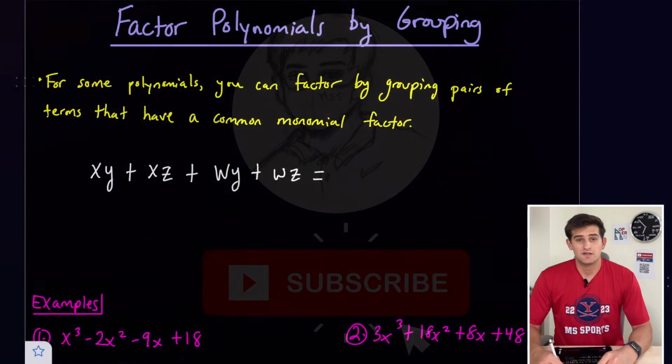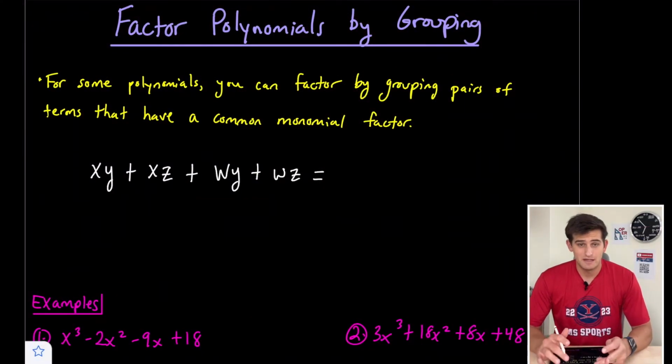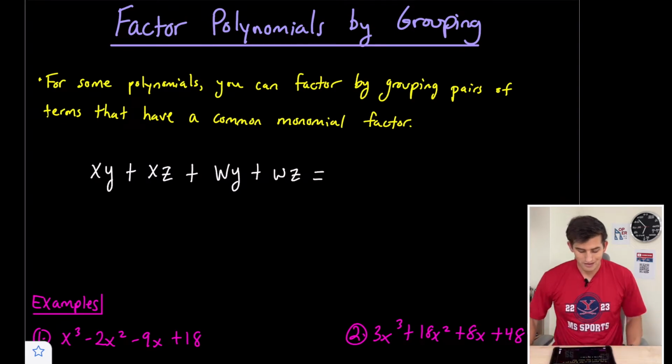Hello everyone, in this video we're going to talk about how we can factor polynomials by the method of grouping. With grouping, most of the time we're going to have a 4-term polynomial, and we can take out a common monomial to help us factor by grouping. In yellow it says for some polynomials you can factor by grouping pairs of terms that have a common monomial factor. I'm going to show you this pattern here in white, and then we're going to do 3 examples in this video.